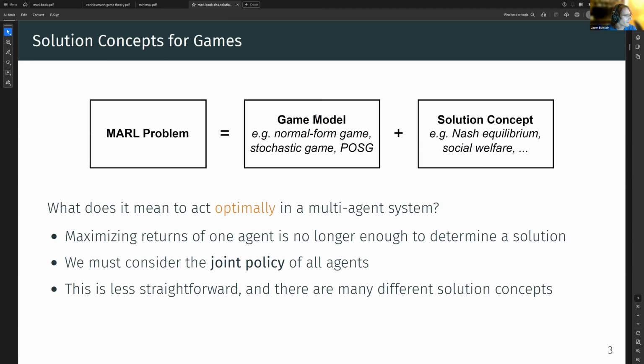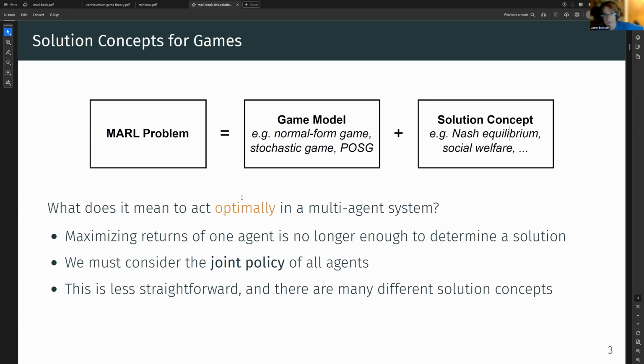Given that we have these game models, we're going to define what normal form games are and stochastic games, etc. And end up introducing this solution concept, the most probably famous of which is the Nash equilibrium. But even prior to this, we're going to start with a simpler example.